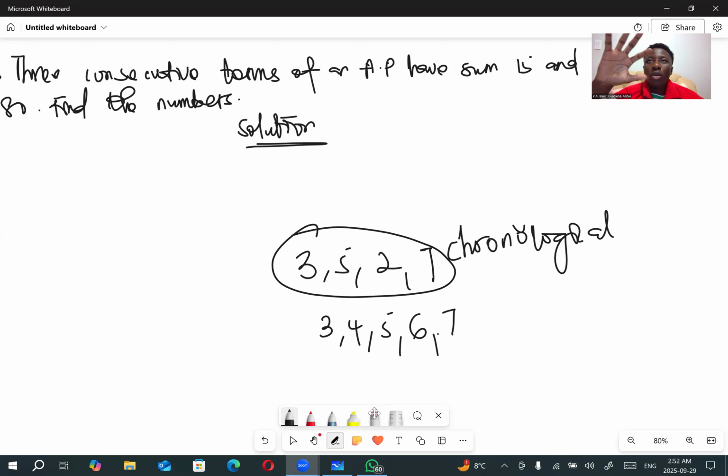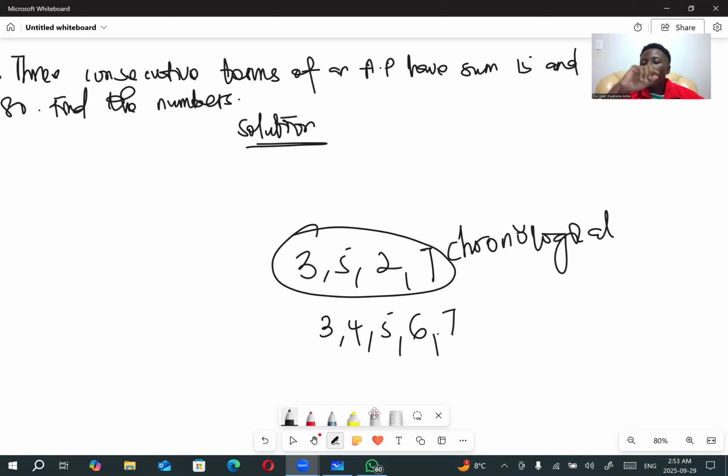So when we talk of consecutive, it doesn't matter where you're picking the number from, but just make sure that what must be the next is the next. Do you understand? They must be consecutive. They must be following each other. So that is it. And you remember AP, right?